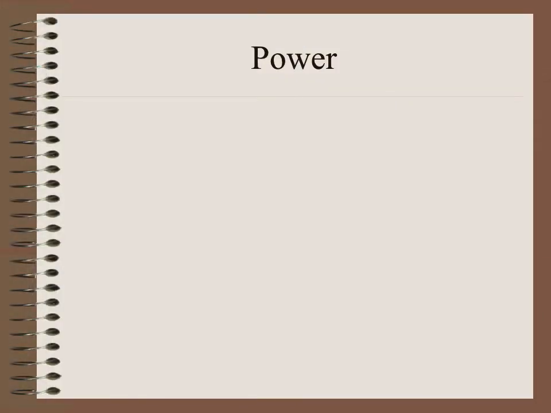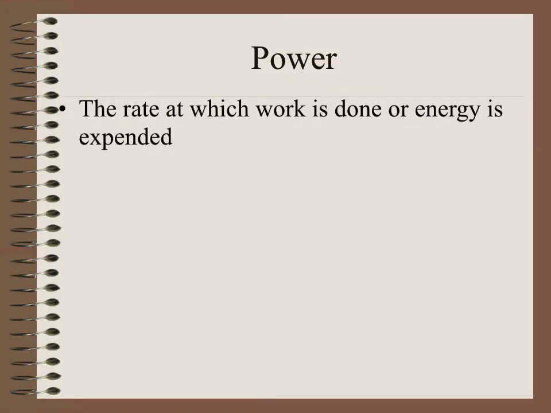So to start off with, our definition of power. Power is the rate at which work is done or energy is expended. So remember, if it's a rate, we're taking whatever and dividing by time. In this case, our whatever is we're counting work or energy over time.